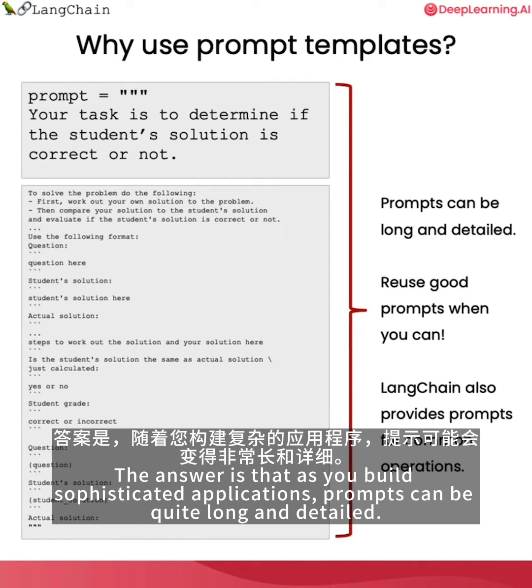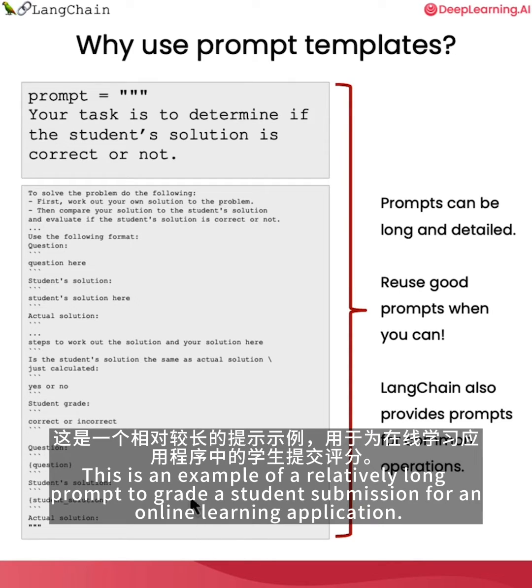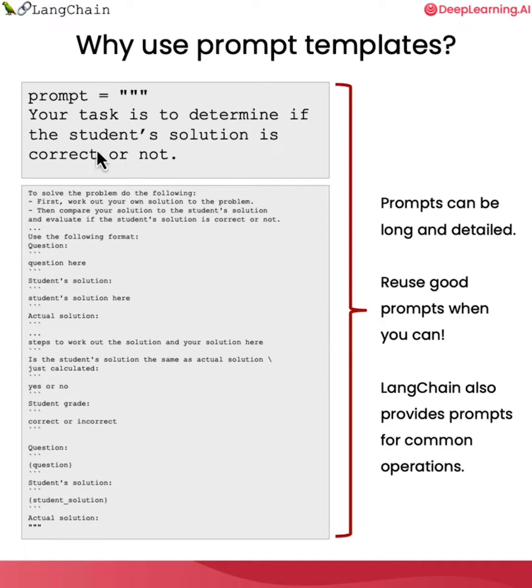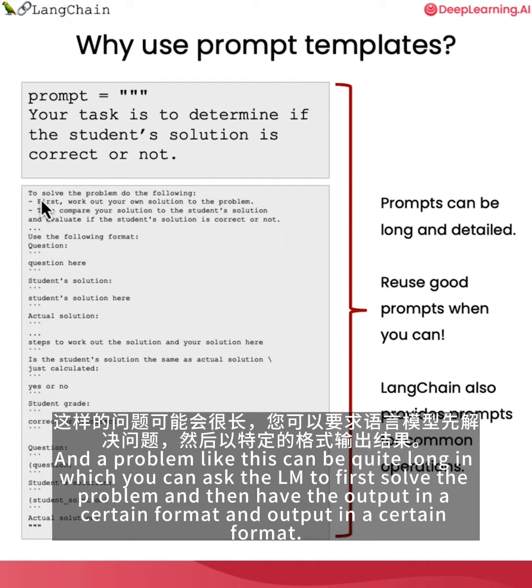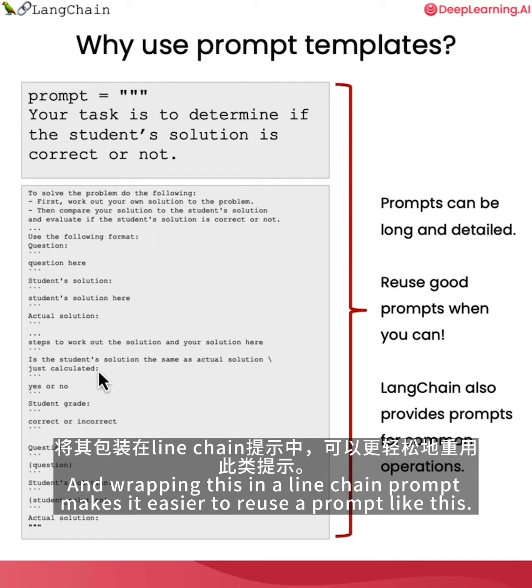The answer is that as you build sophisticated applications, prompts can be quite long and detailed. And so prompt templates are a useful abstraction to help you reuse good prompts when you can. This is an example of a relatively long prompt to grade a student's submission for an online learning application. And a prompt like this can be quite long, in which you can ask the LLM to first solve the problem, and then have the output in a certain format. And wrapping this in a LangChain prompt makes it easier to reuse a prompt like this.